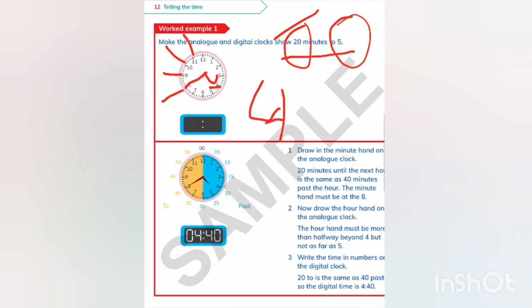Okay, the big needle will be exactly on 8. The small needle will be between 4 and 5, and the big needle will be exactly on 8. So what will we write? 4:40. Okay, after 40 there are 20 minutes. After completing these 20 minutes, then there will be 5 o'clock. Understand? Here the answer is also written.